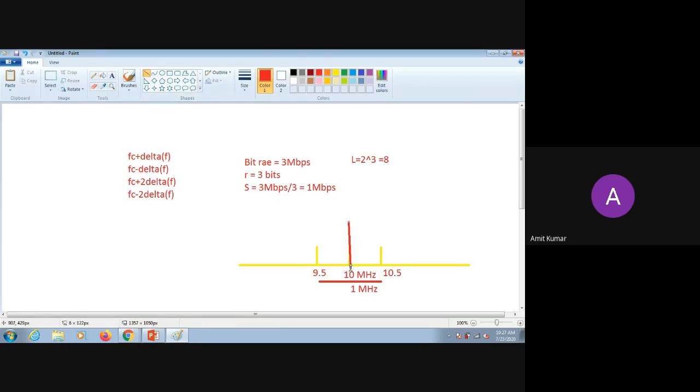This is not our field, this is just our central frequency. Now the other signals will also be separated by 1 megahertz. The third will be available here, the fourth will be available here, and each will be separated by 1 megahertz. So if it is 10.5 and 9.5, this will be 8.5, this will be 7.5, and this will be 6.5.